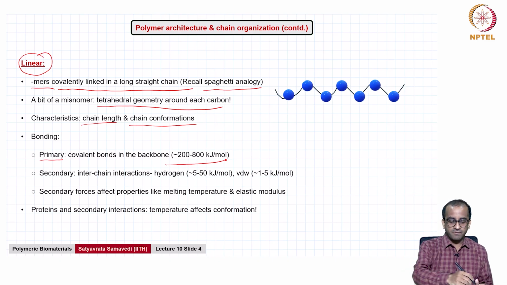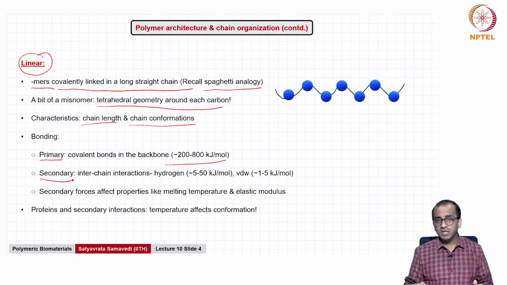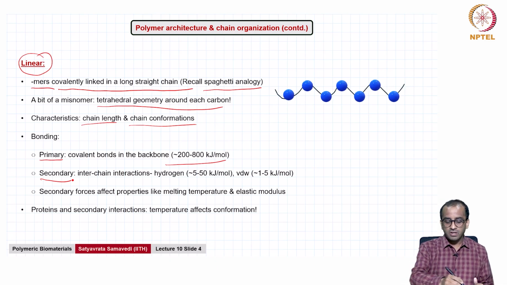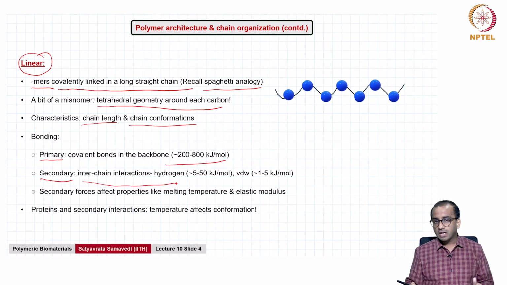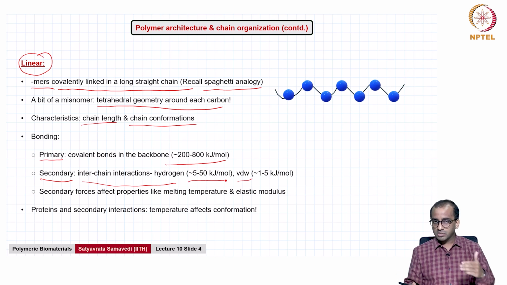You can also have secondary interactions, which would be typically non-covalent interactions between chains, and these could include interchain interactions such as hydrogen bonding or van der Waals bonds. And you notice that the energies associated with them are much lower than covalent bonds, and van der Waals is even lower.